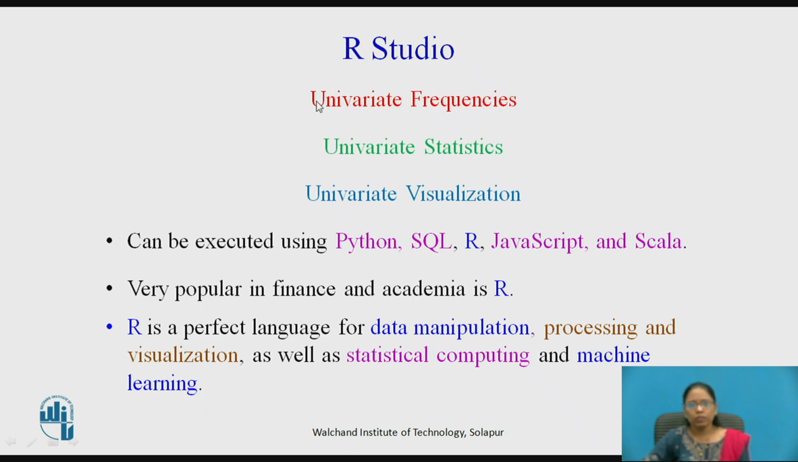These univariate analyses, univariate frequency, univariate statistics, univariate visualization, can be executed in Python, in SQL, in R, in JavaScript, or in Scala also. But the very popular one in finance and in academia is R. R is a perfect language for data manipulation, for processing, visualization, as well as for statistical computing and machine learning.